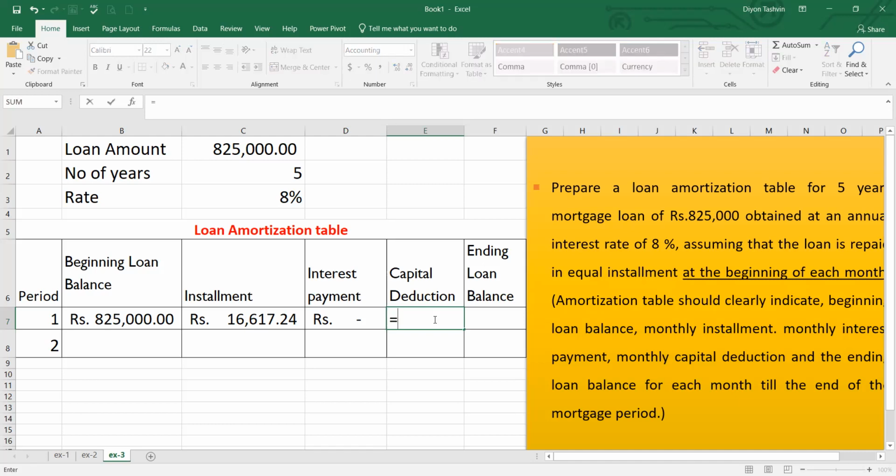For that, we have to use the PPMT formula, which is principal on payment. Here also, we have to refer to the rate. Since it is annual, we have to convert it into months. Then we have to fix it. Then we have to refer to the current period. Here we are going to keep the relative cell reference without putting any dollar signs. Then we have to insert the number of periods. Since this is in years, we have to convert it to months by multiplying it by 12.